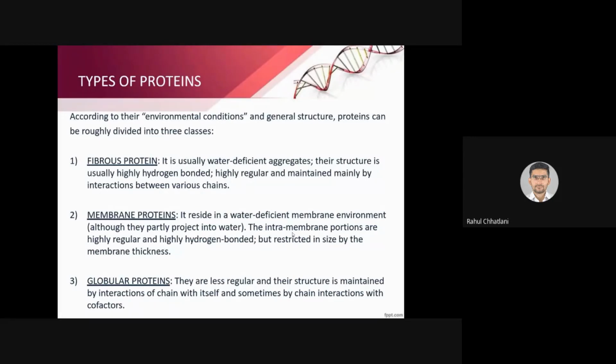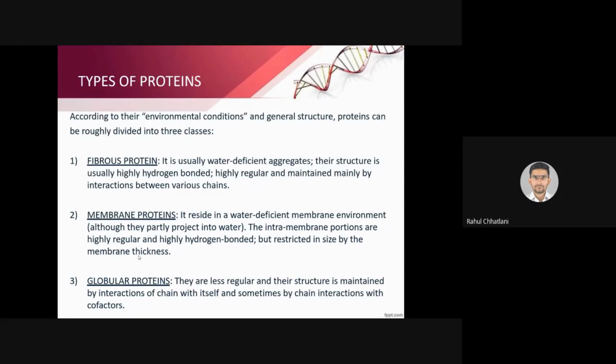They are again both mainly hydrogen bonded and regular. Yes, and size is restricted by the membrane thickness. So membrane proteins, their size is maintained or restricted by the membrane thickness. So how thick the membrane is matters: if the membrane is thicker, the size of membrane proteins will be bigger. But if the membrane itself is thin, that means the size of the membrane proteins will also be smaller compared to other membrane proteins. And the last, that is the globular proteins.